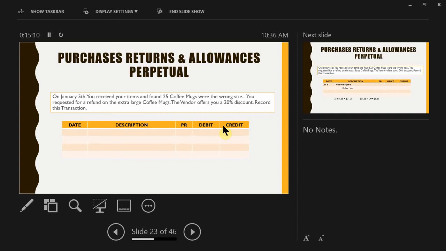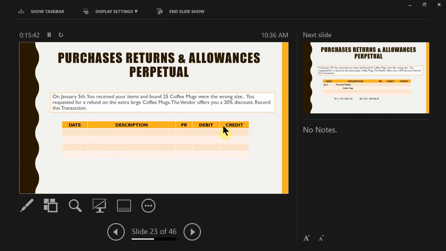Why do you need to return them, right? They're just extra large cups. It's not like they're different colors or anything like that. So because they decided to give you a 20% discount because you could still sell those cups at the end of the day, you're also going to accept that 20% discount. So because we attempt to return, but we're getting a 20% discount, how are you going to journalize this transaction now?